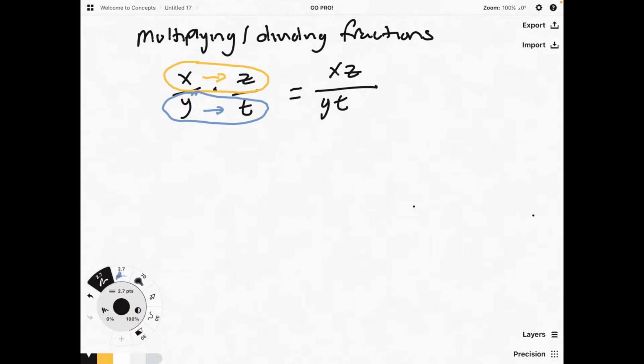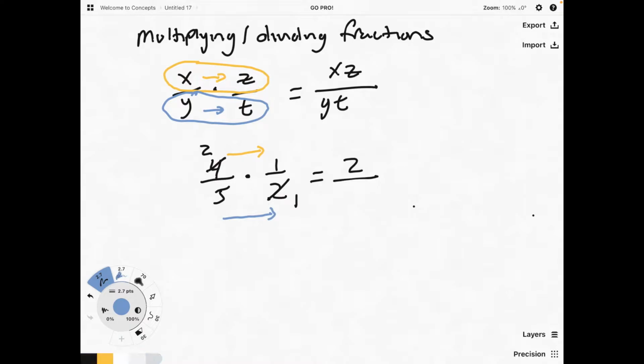If we look at a very simple problem, we would have 4 divided by 5 multiplied by 1 divided by 2. We know that 4 and 2 share a common factor, which is 2. So if we take 4 and divide it by 2, that leaves us with 2. And if we take 2 and divide it by 2, that leaves us with 1. That leaves us with 2 times 1, because we just go across the top, and that's going to equal 2. Then we go across the bottom, which is 5 times 1, and that's going to be equal to 5. And that's our answer, 2/5.